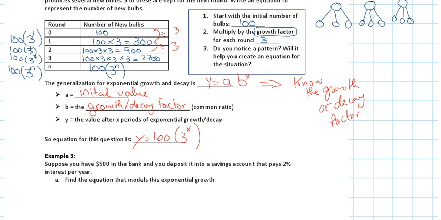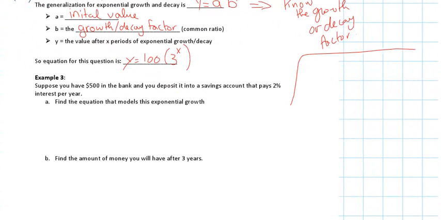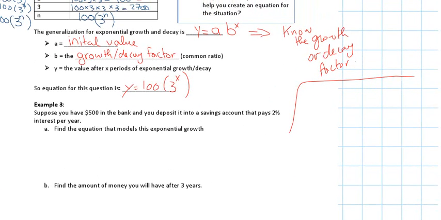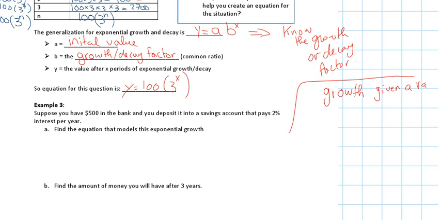And the formulas are the following. So if it's a growth, and then I'm given a rate, a rate means a percentage, then the formula becomes the following. y equals a, but instead of b, it's going to be 1 plus your rate, to the power of x.